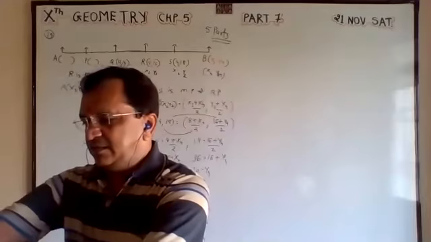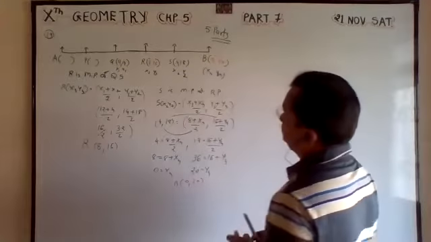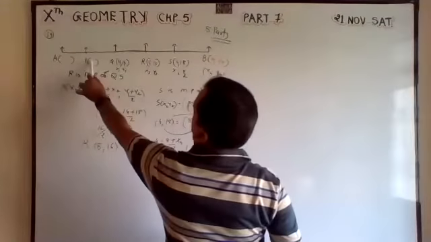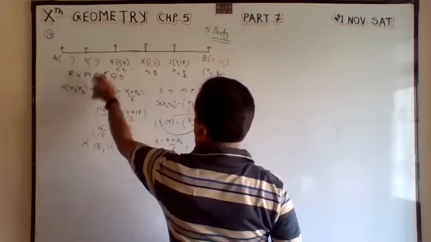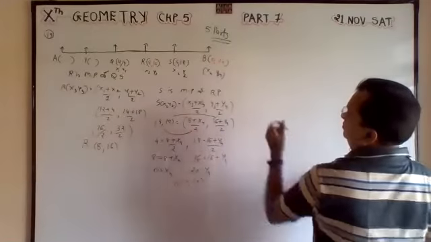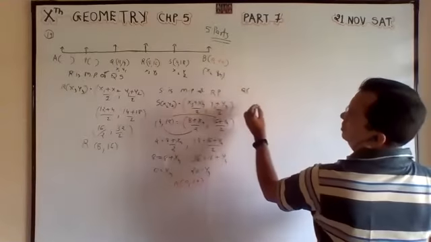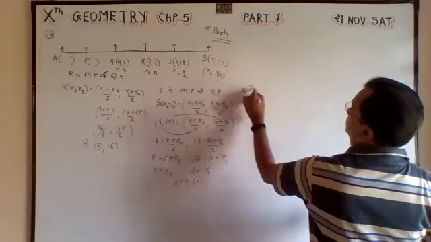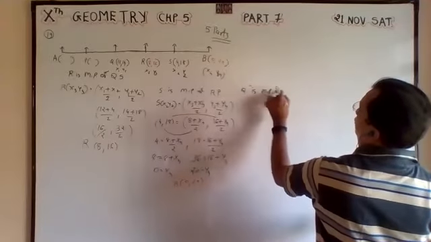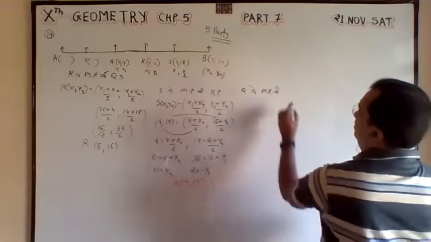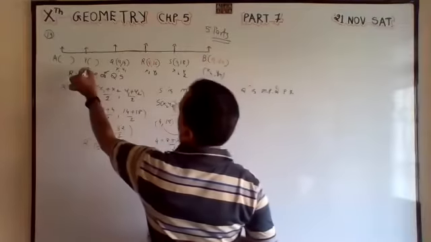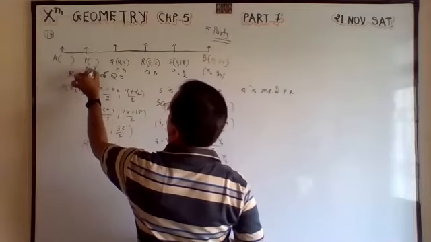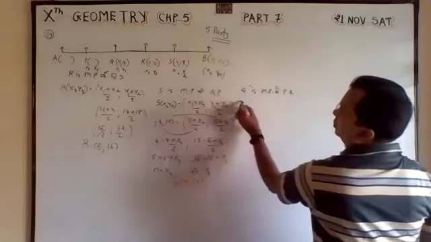Now again, same. Q is the midpoint of PR. Q is the midpoint of P and R. So this will be 5, 5.